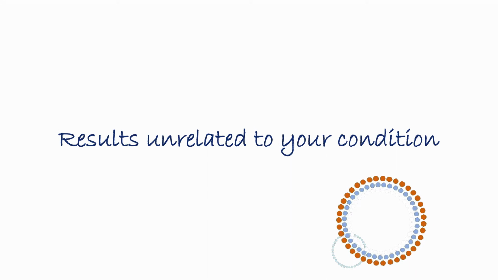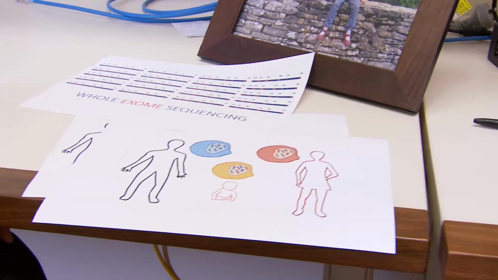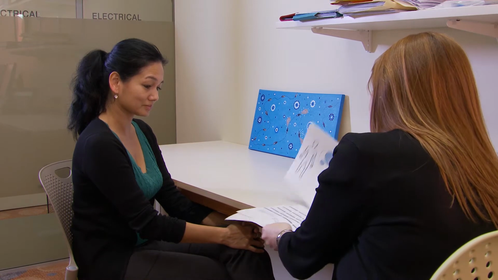Results unrelated to your condition. There is a small chance that when analysing your genes to better understand your condition, researchers inadvertently find that you are at increased risk for a separate, unrelated condition. This is called an incidental finding. You can indicate on your consent form if you would like to be informed about such findings. In the unlikely event of either of these results, a genetics professional would consult with you.